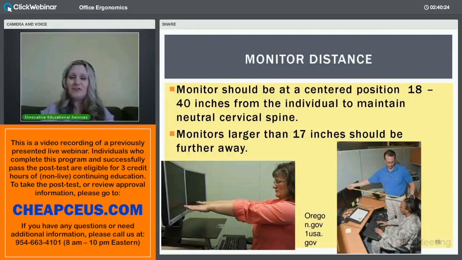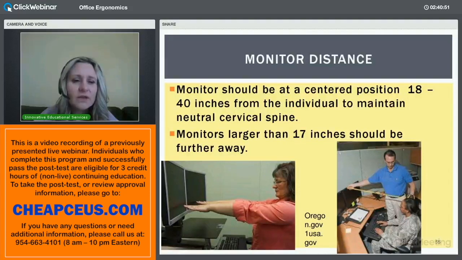General rule, the references all are different. I went through so many sources and there was no one number that kept coming up. So the general rule is that it should be somewhere between 18 and 40 inches. Well, that's a big difference. What you have to really come down to is the cervical spine. What you want to make sure is that it should allow the individual to maintain a neutral cervical spine.